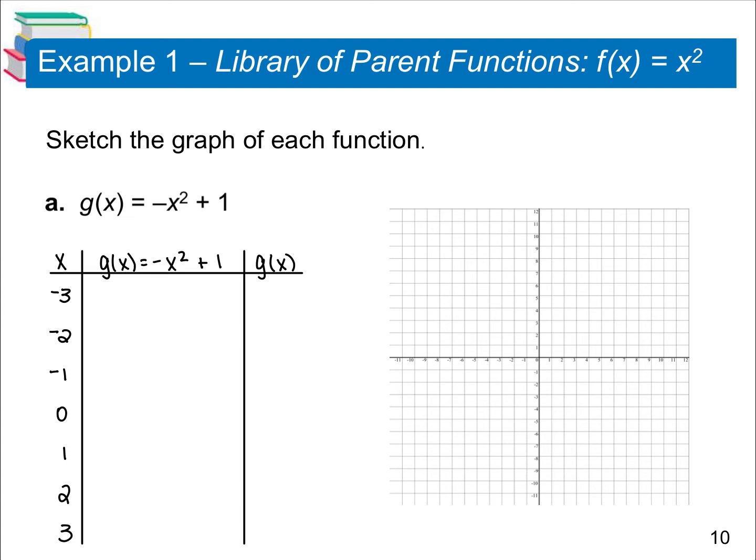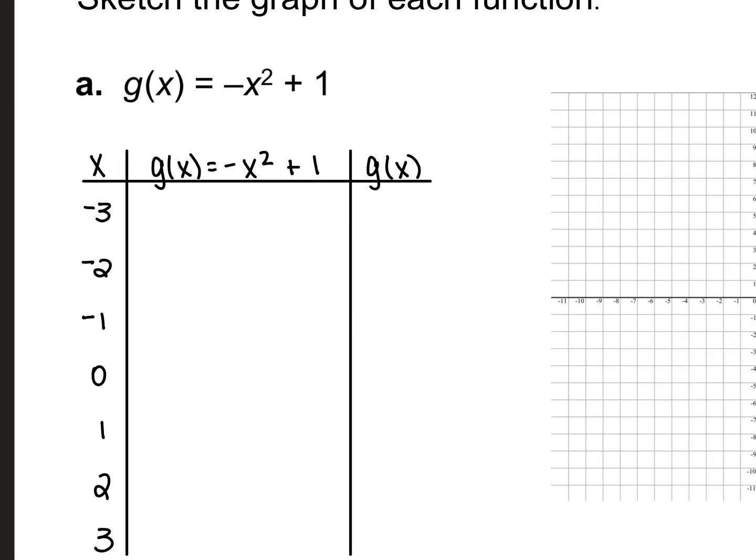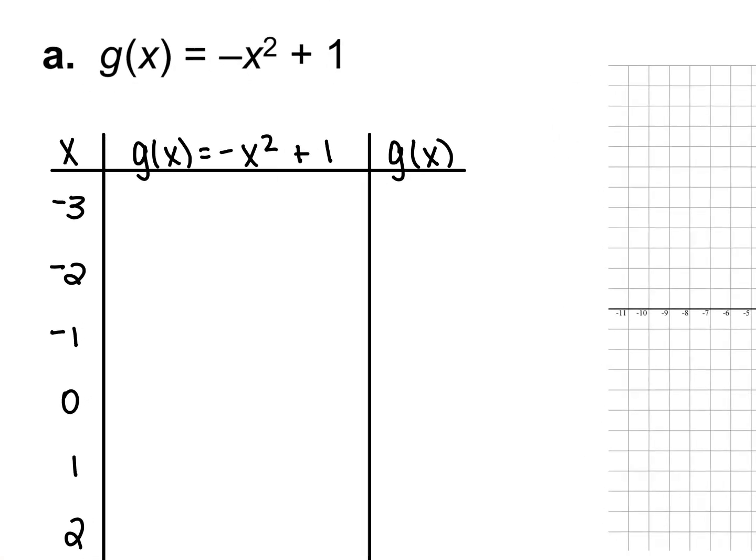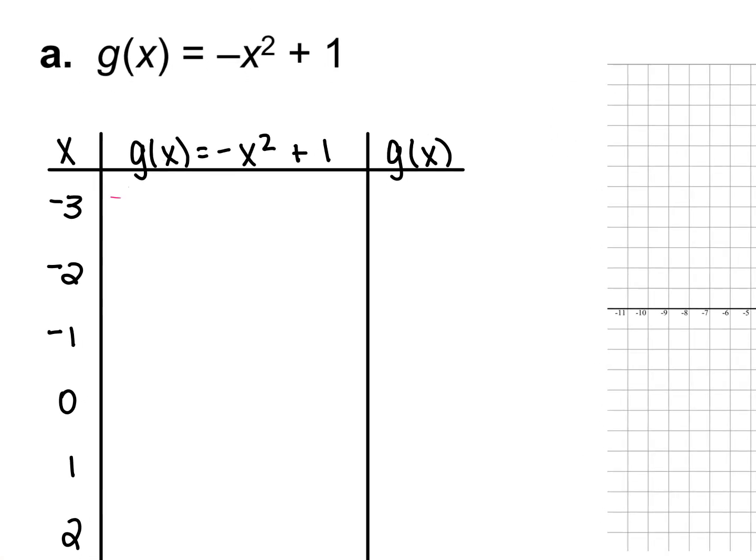So with this function table, we have x values of -3, -2, -1, 0, 1, 2, and 3. We're going to start with the -3. We're going to have the opposite of -3 squared plus 1. The -3 squared is what you do first, so that's 9. The opposite of 9 is -9. -9 plus 1 is -8.